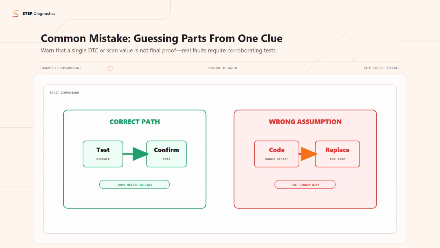A frequent mistake is to replace a sensor, throttle body, or even an ECU based only on a code or a single voltage reading. But DTCs point to system behavior, not to a specific failed part. Always confirm with at least one loaded test or corroborated measurement before taking action.